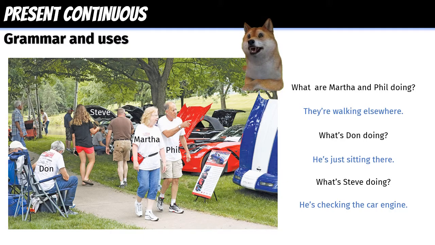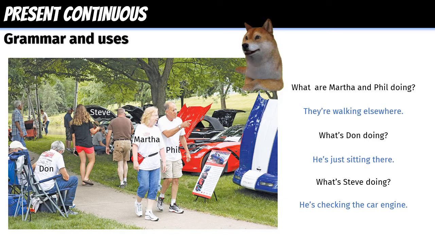Okay, so what are Marta and Phil doing? They're walking elsewhere. They're going to other place. What's Don doing? He's just sitting there. By the way, we can say just and put it right here because we're making emphasis. And besides, Don, I don't think he's doing a thing. Finally, what's Steve doing? He's checking the car engine.